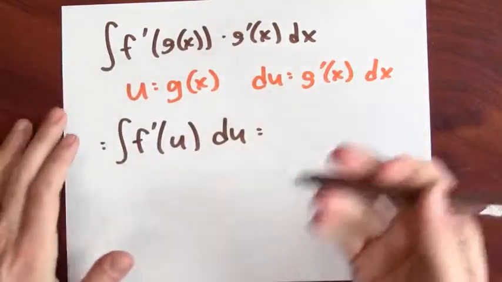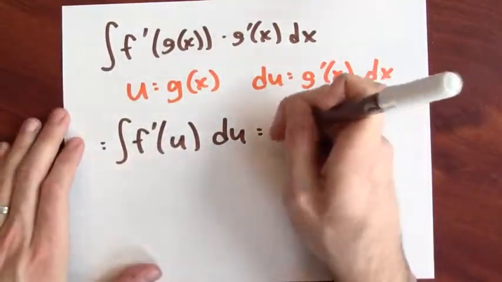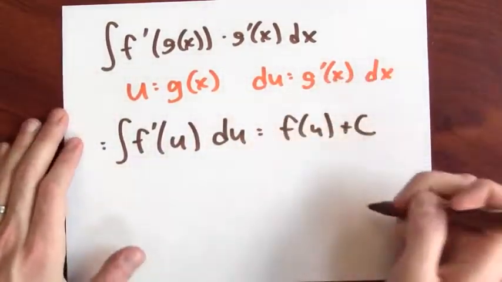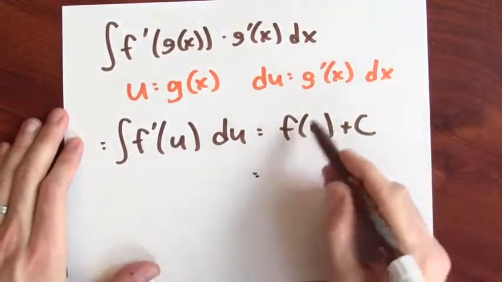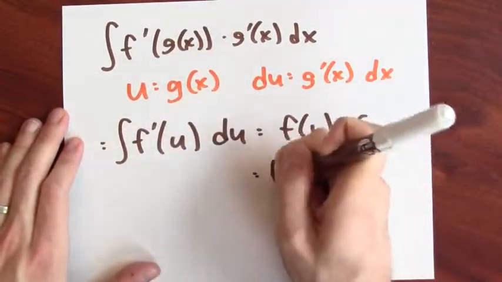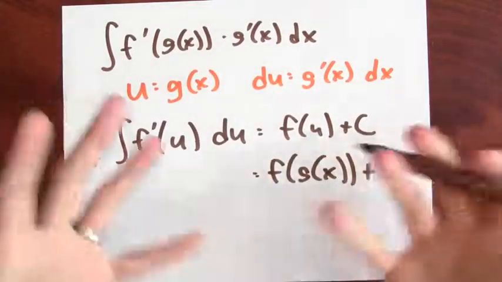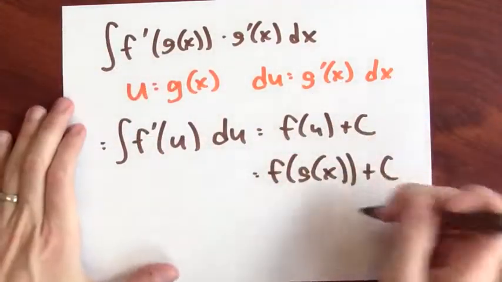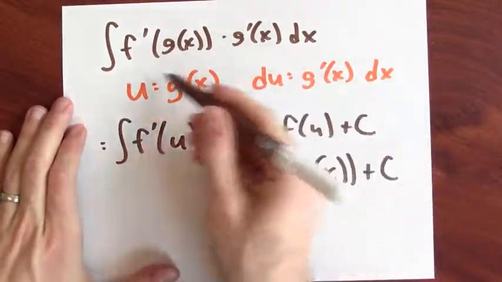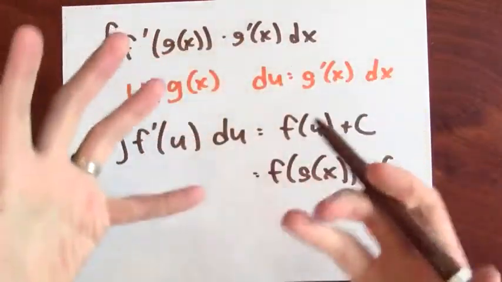So this antidifferentiation problem is the antidifferentiation problem f prime of u, and this is now du. But I know an antiderivative of a derivative. It's just the original function. And in this case, u is g of x, so this is f of g of x. And of course, I can really see this working. You know, the derivative of this composition is this. It's just the chain rule.